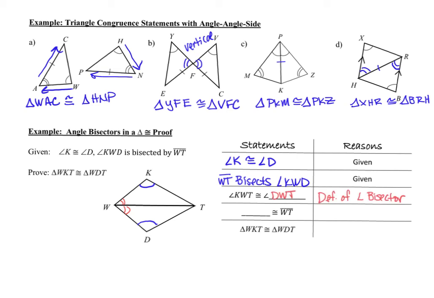Next, we'll notice that in the proof, the statement has to do with something being congruent to segment WT. Well, WT is here, and the only thing that would be congruent to WT would be TW because of the reflexive property of congruence. So now we have an angle that's congruent, another set of angles that are congruent, and a side that they share, which is congruent. So now we can prove that WKT is congruent to WDT by the angle, angle, side triangle congruence theorem.